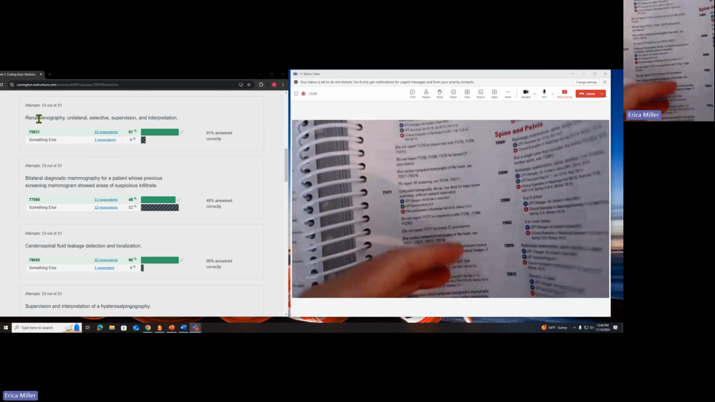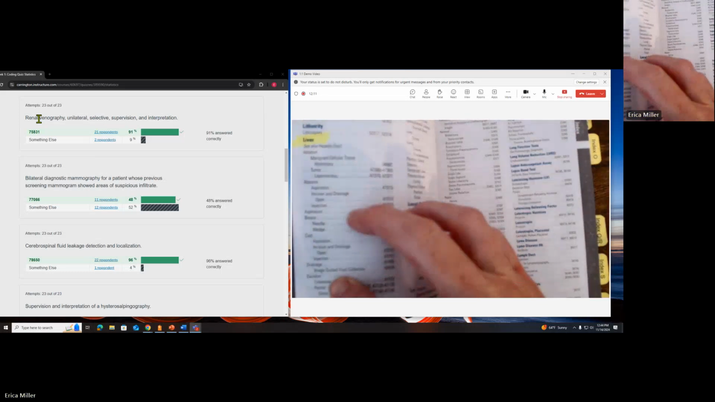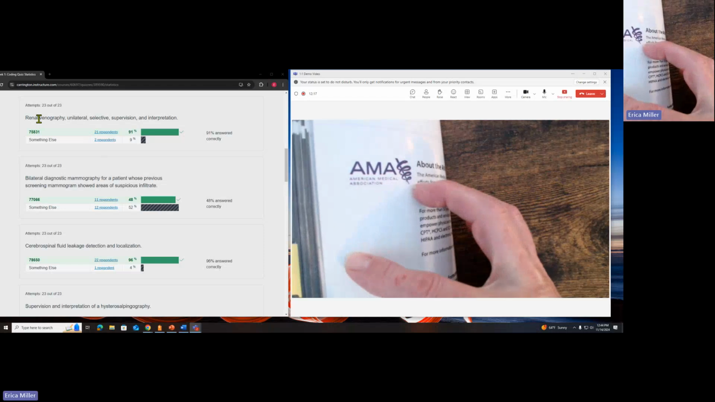All right, up next, we've got a renal venography. Let's see here. It is unilateral, selective, supervision, and interpretation. All right, so action, venography, anatomic location, renal. Okay, so renal is also your kidneys. And then we'll look for those additional details, unilateral, selective, and capture those finer details. Starting with just looking up the action. So you can go to venography for this, right? Because that is your service.